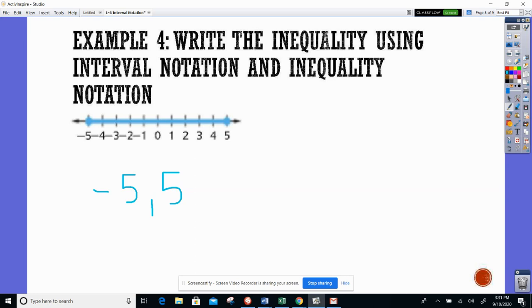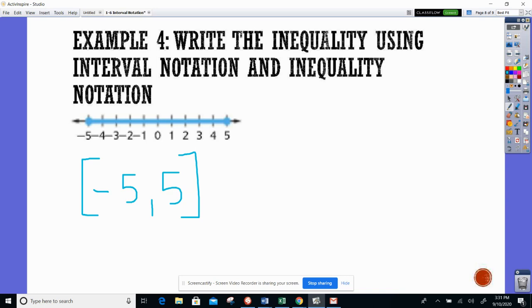If you look at -5, we have a closed circle, so I'm going to use a bracket. If you look at +5, I also have a closed circle, so I'm going to use a bracket again. And we're done. It's written in interval notation. Now all I have left is to write it in inequality notation.